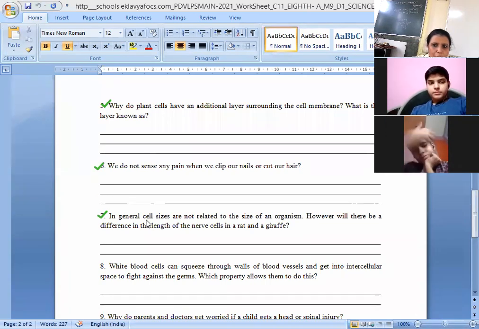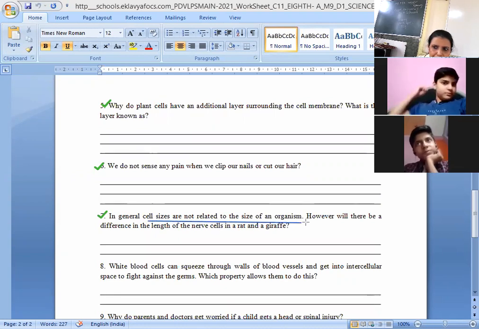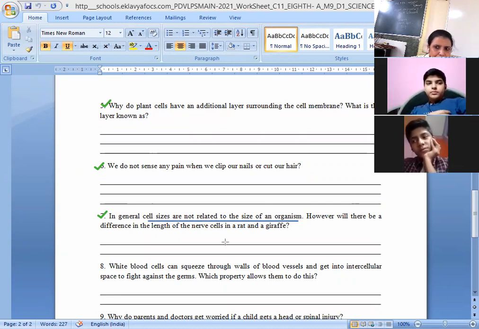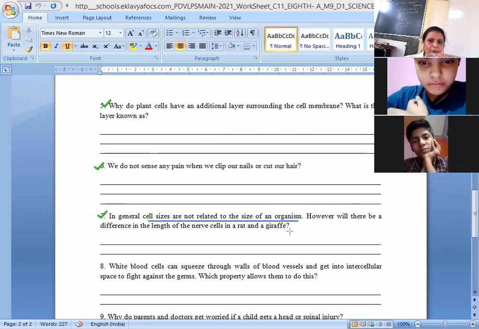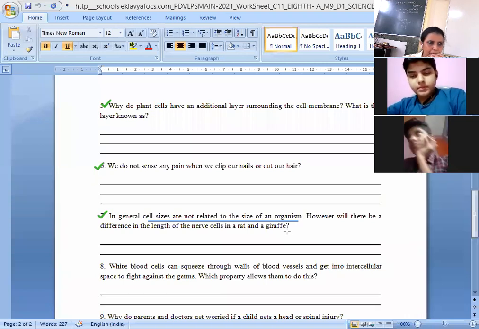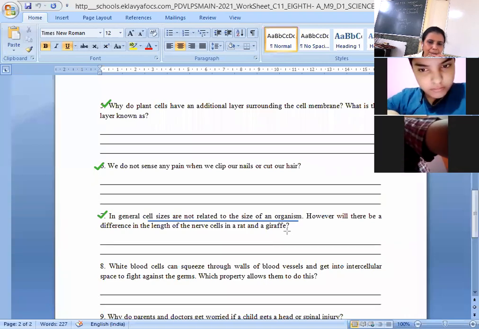No, beta, already you have read that cell size is not related. You are reading it right now as well. Cell size is not related with the size of the organism. This is the same thing. Size of cell is not related with the size of the organism. So the size of the organism does not matter, whether it is a rat or a giraffe. So the length of the nerve cell will be the same for a rat as well as for a giraffe.